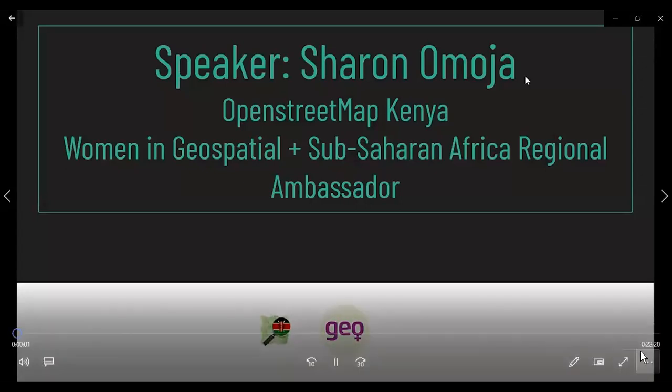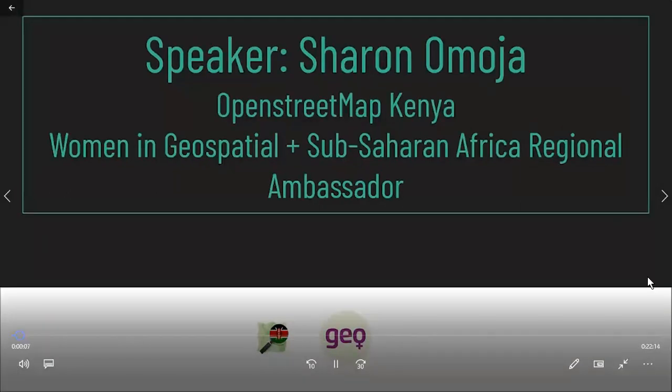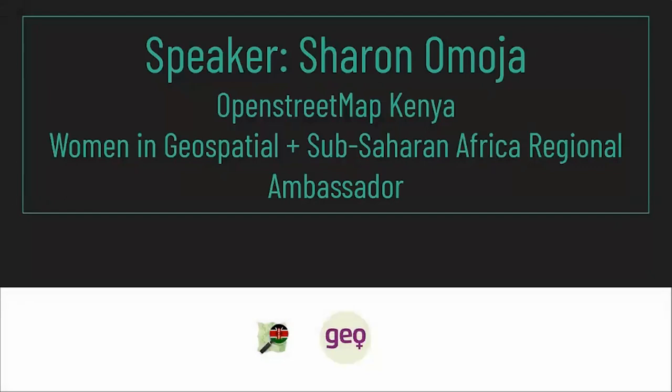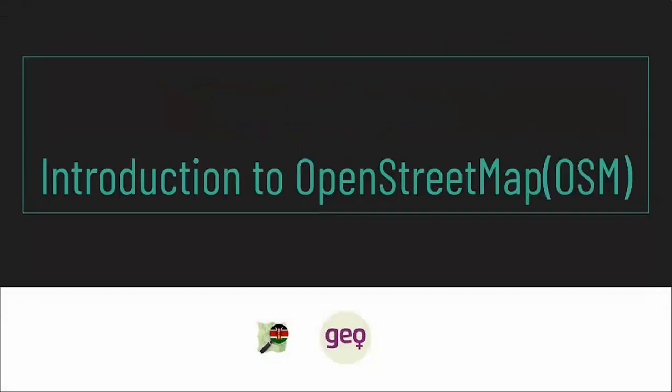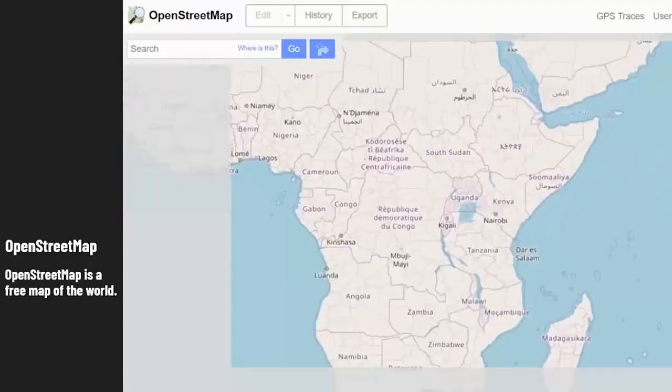Hello everyone, welcome to this session. I'm Sharon Omoja from OpenStreetMap Kenya. I'm also the Sub-Saharan Africa Regional Ambassador for Women in Geospatial class. I'm going to take you through OpenStreetMap. What is it and how can you get involved?